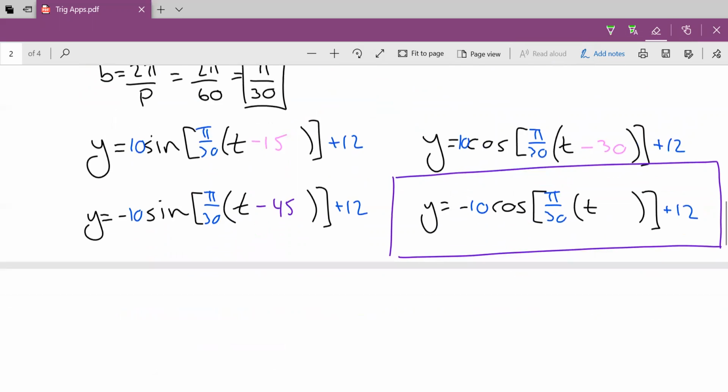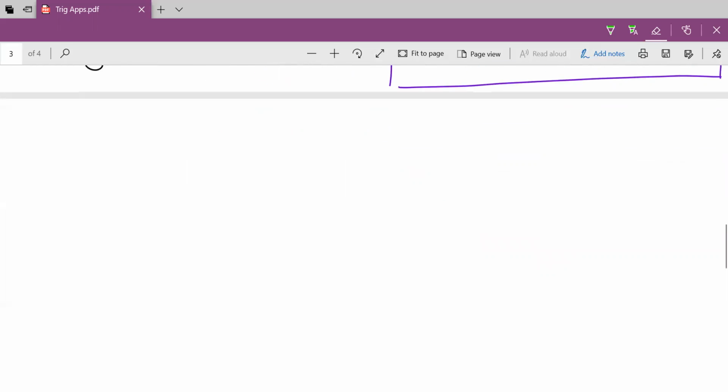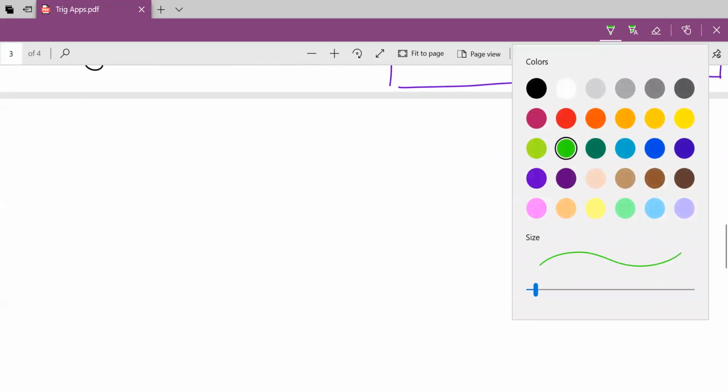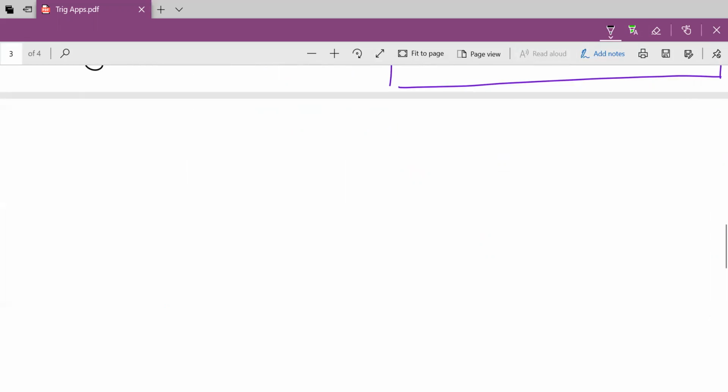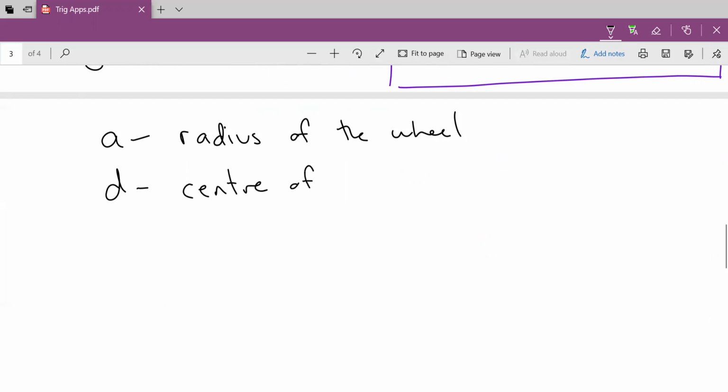Again, notice that we're in radians. So, just in case we get the Ferris wheel again, I always want you to just kind of remember these pieces. The A value, which is our amplitude, well, that's the radius of the wheel. Sometimes they give us diameter, so divide by 2. The D value is the center of the wheel above ground.